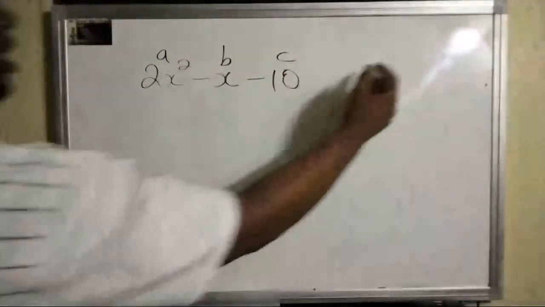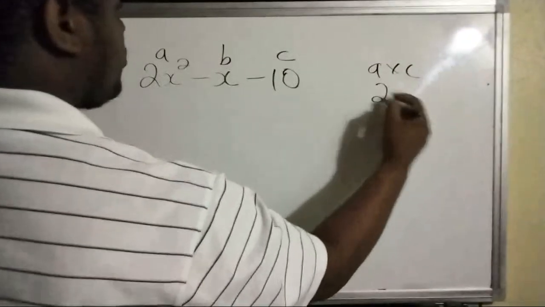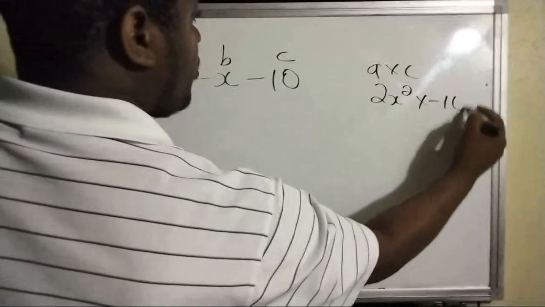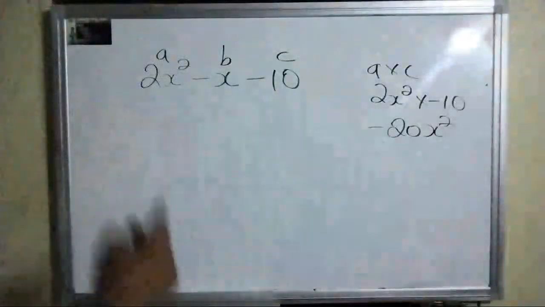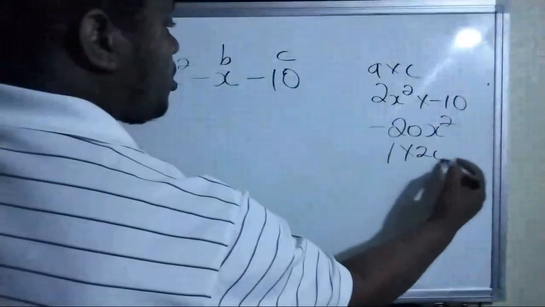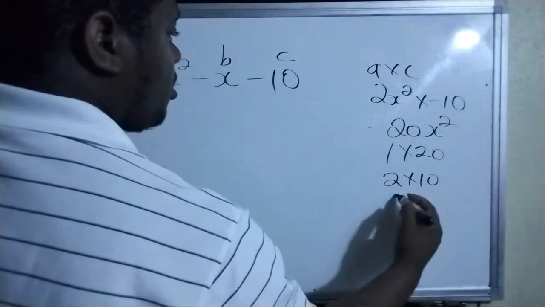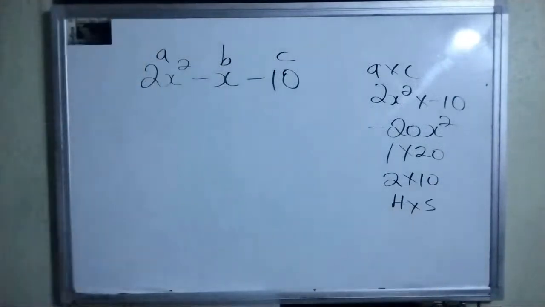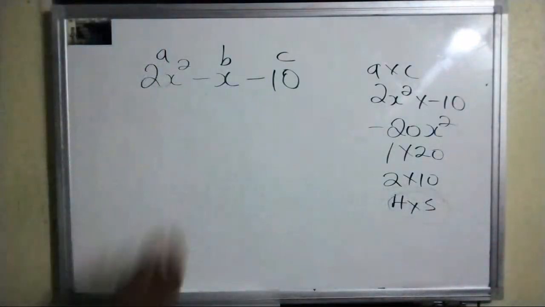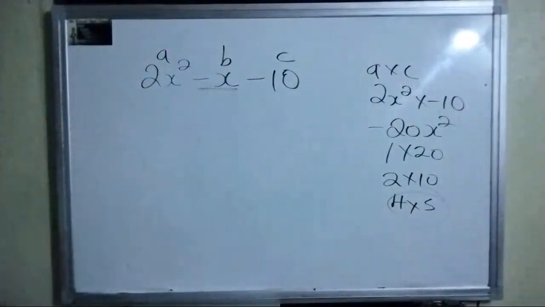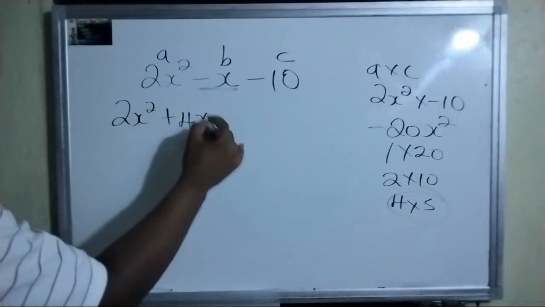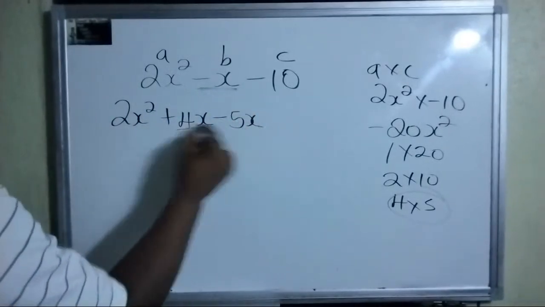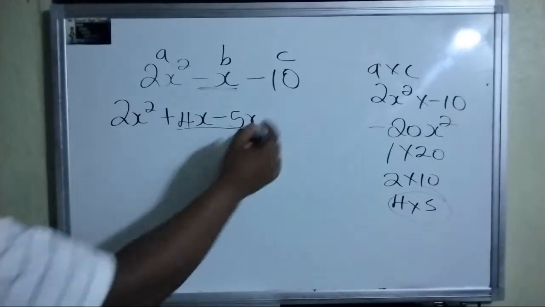Alright? So this is A times C. So that's 2x squared times negative 10. We're going to do one more after this. So that's negative 20x squared. Then we list all the factors of 20. So we have 1 times 20, 2 times 10, and 4 times 5. And then now we see which of these can give us 1. Already we know it's 4 and 5, right? But we're supposed to get negative 1x. That's the trick. So we have 2x squared plus 4x minus 5x. You know why? The 5 is bigger, so we're going to get minus 1.